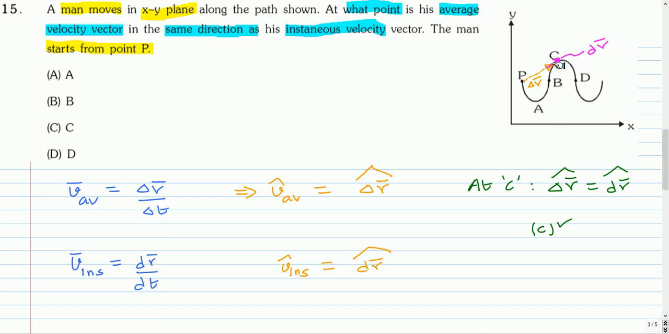So only at point C, the direction of the tangent and the direction of the displacement vector are the same. At the other points A, B and D, the displacement vector cuts the curve, so it is not tangent to the curve. So the correct option is option C.